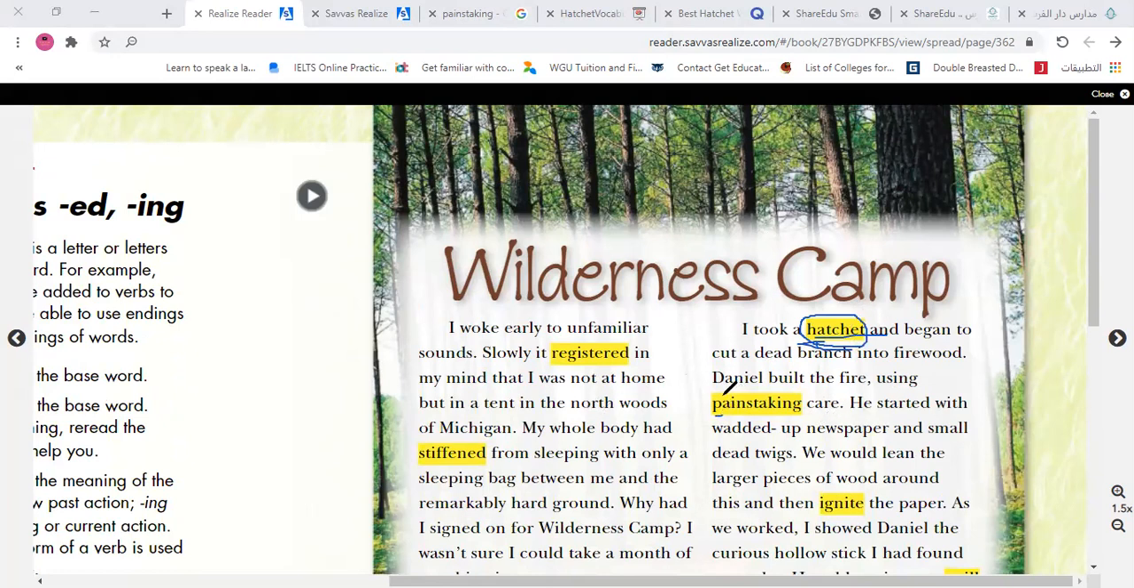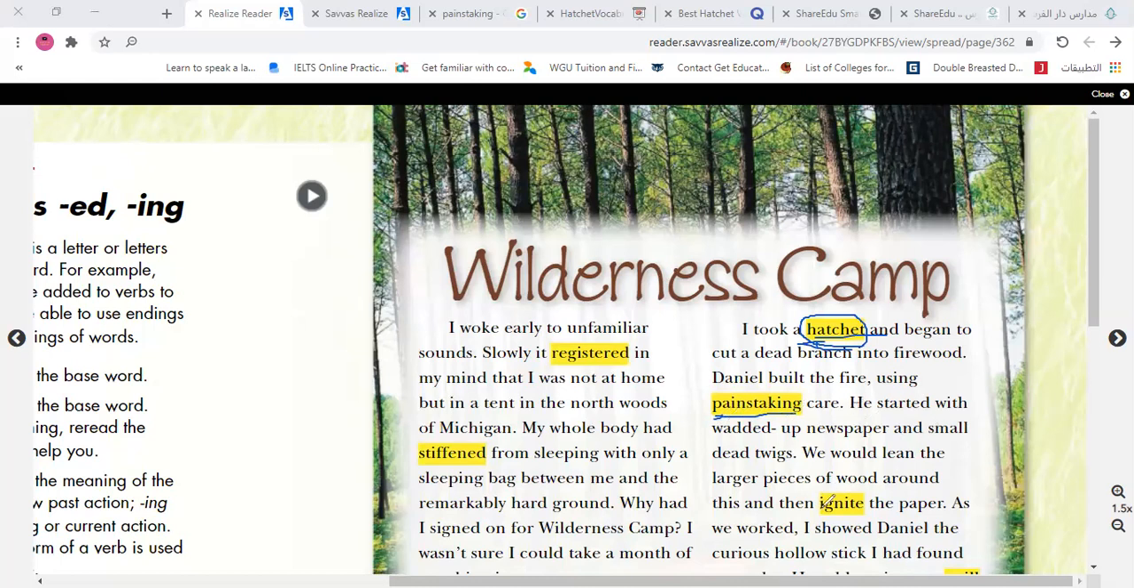Painstaking care. So Daniel built the fire using painstaking care. So painstaking care, it means what? It means super and extremely careful. When he wanted to make the fire, he was super careful. Why? Because he doesn't want the sparks of the fire to go here and there, and then after that, he will have a fire in the whole jungle. He has to take super painstaking care.